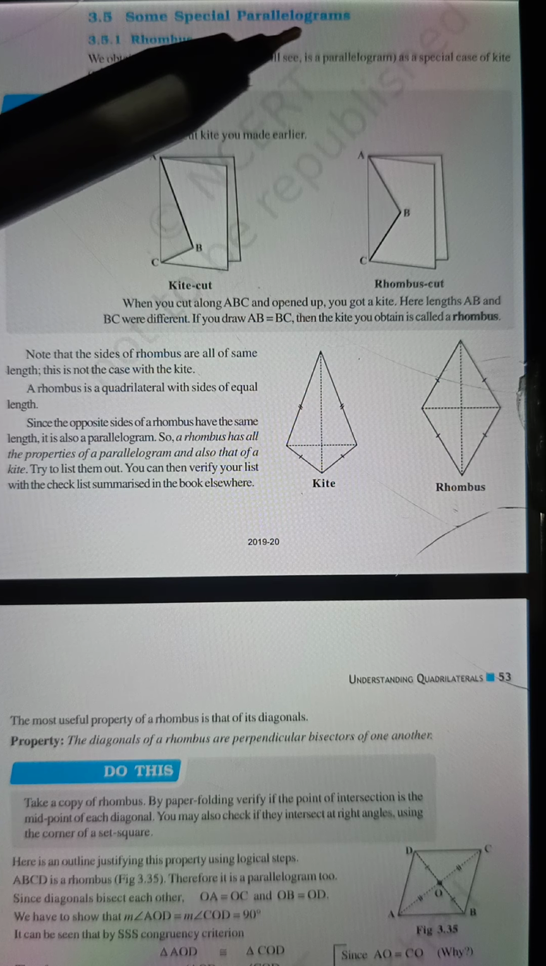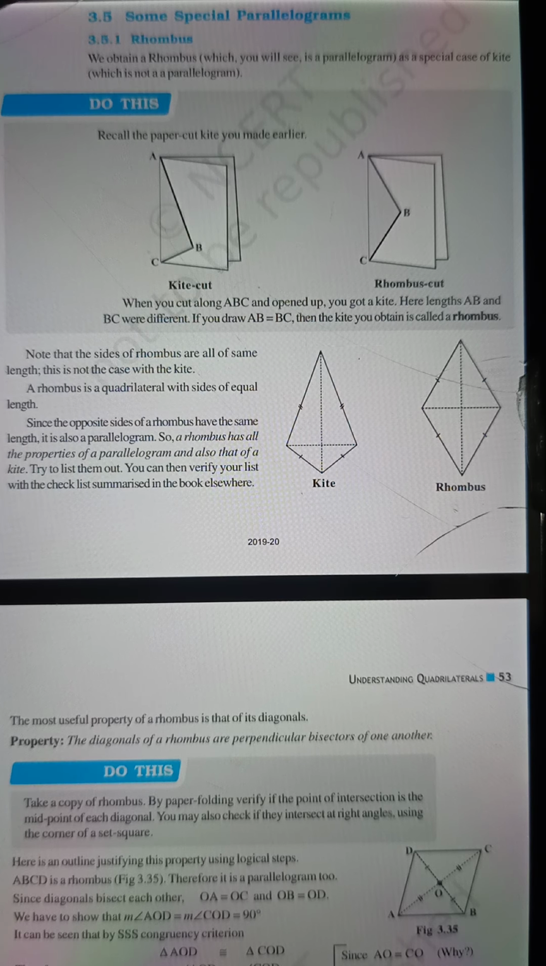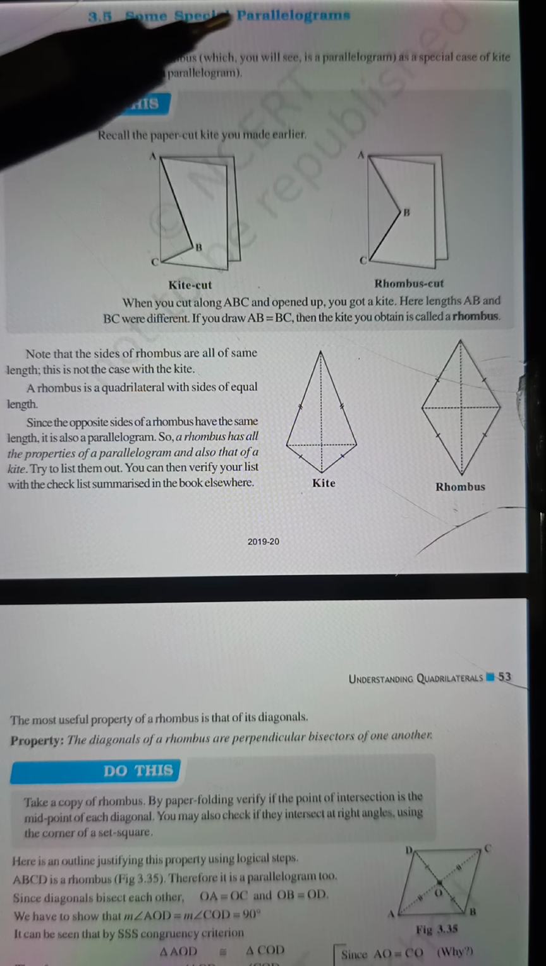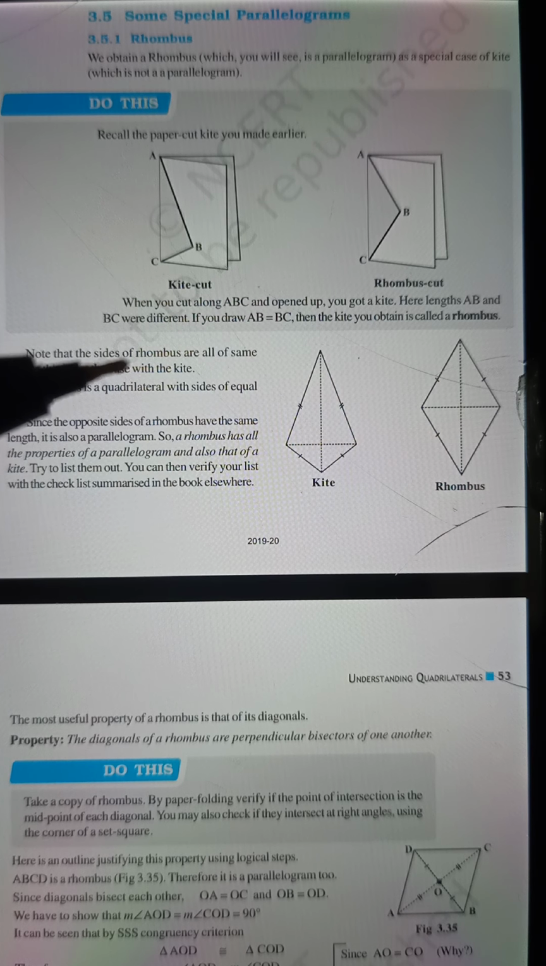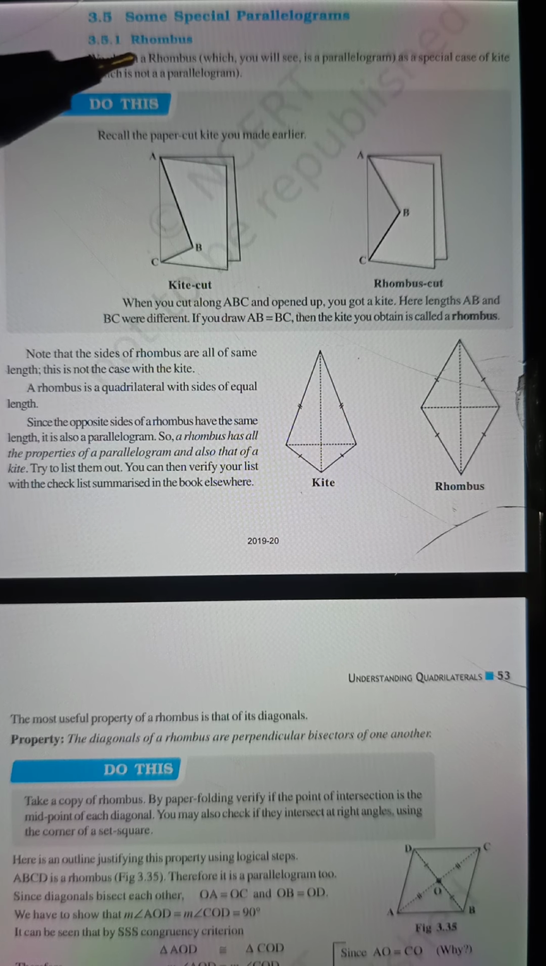Alright children, next we have to take up some special parallelograms. Till now we were discussing some quadrilaterals. Parallelogram was the most special one. Now, further, there are some special kinds of parallelograms that we need to check next. So the first is a rhombus.